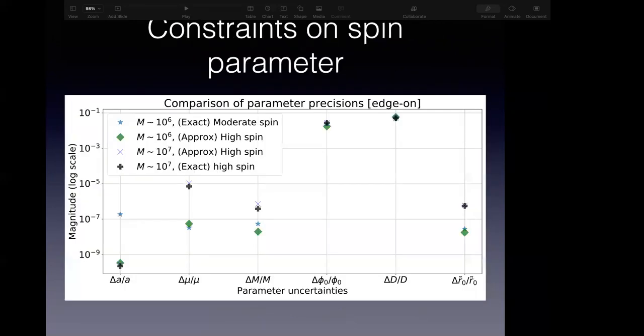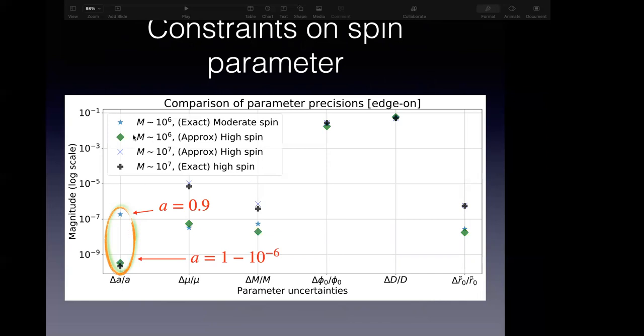So in this situation, if you look at the plots on the bottom left, for spins of roughly 0.9, you're constraining the spin parameter to roughly a few times 10 to the negative 6. This is great. But when you're dealing with near extreme black holes, you're able to constrain the spin parameter 3 or 4 orders of magnitude more. Great, right?